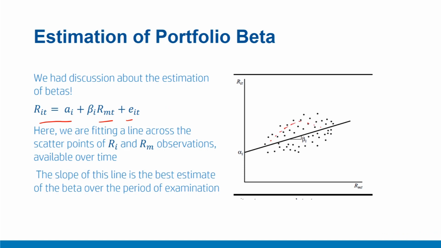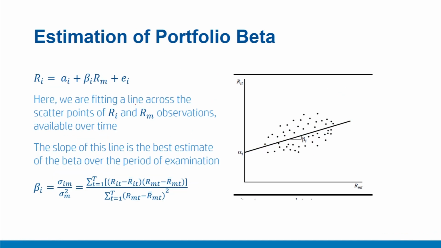These are the scatter points, these are our observations, and we try to fit this model, Rit bar equal to alpha i plus beta i times Rmt bar. We fit this regression model. The model can be represented in the form of this straight line. The slope of this line, which is beta i, is our estimate of beta. So we are fitting a line across these scatter points with the simple, often used OLS, ordinary least squares method of regression. This is called the method of ordinary least squares, and the slope of this line is the best estimate of beta over the period of examination.